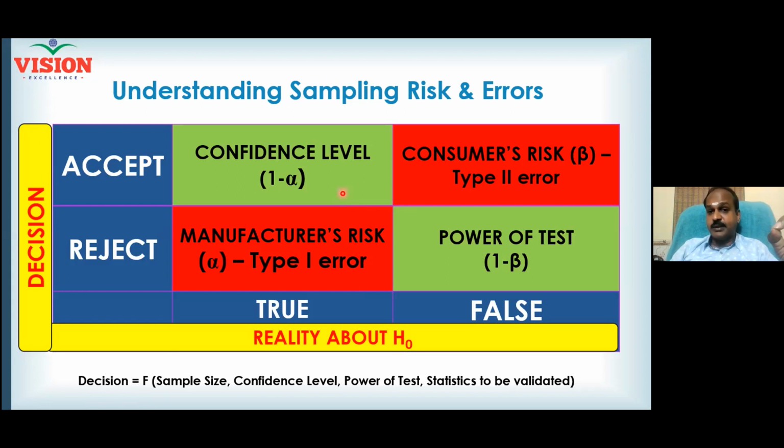There is a relationship between the sample size, confidence level, and the kind of statistics you want to validate. I have written here: sample size matters, confidence level matters. And there is another one called power of test. You know what is power of test? Correctly rejecting a bad product.